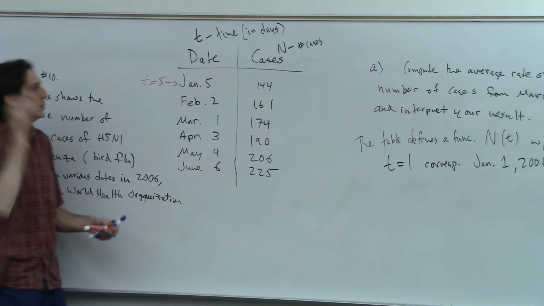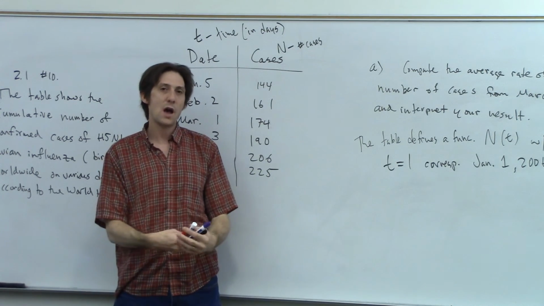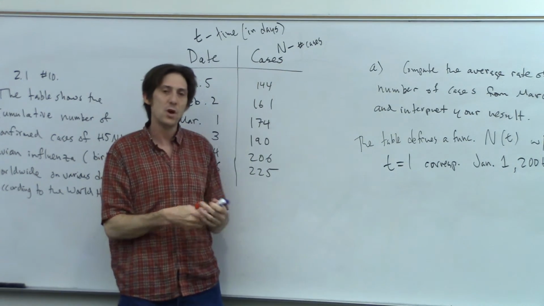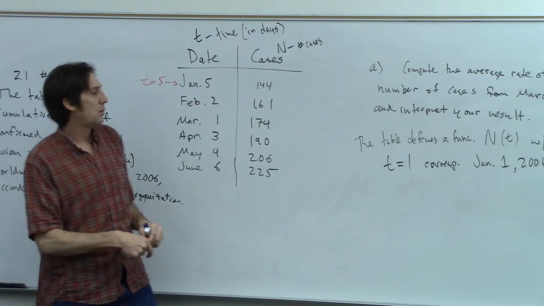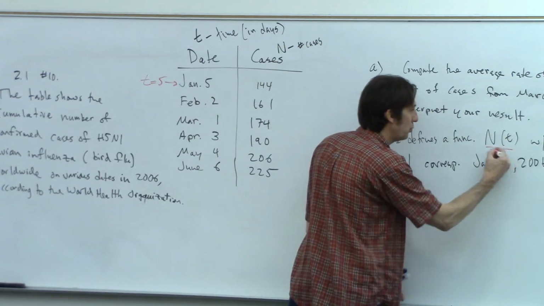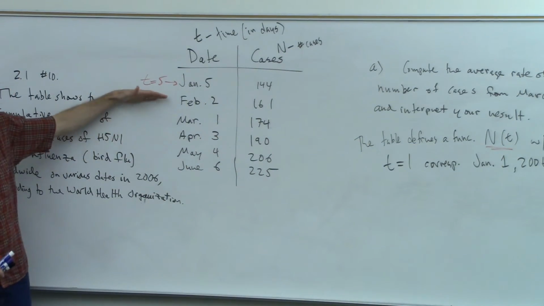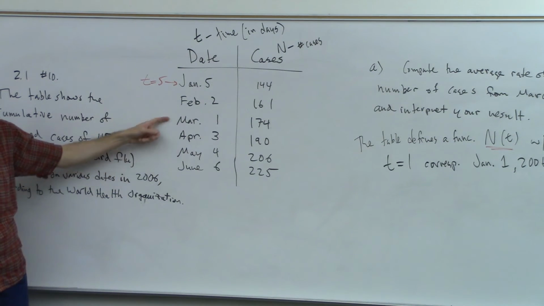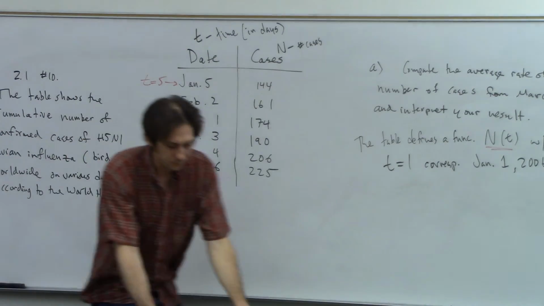The problem asks me to compute an average rate of change. Like in the previous example, I want to look at a change in the output, a change in the number of cases, divided by a change in the input. The input is time here. I'm thinking about my number of cases, my output variable, as being a function of t. What I need to do in this problem is figure out what the t values are for March 1st and June 6th, because those are the two dates that I care about for this particular question. So, how can we do that?